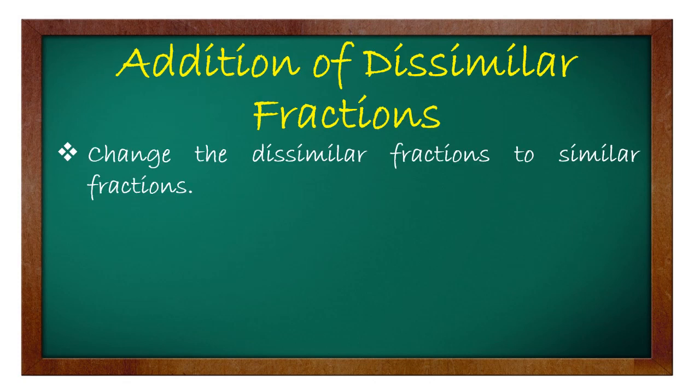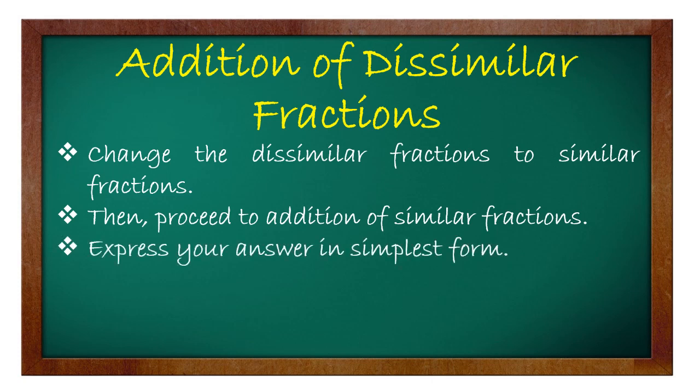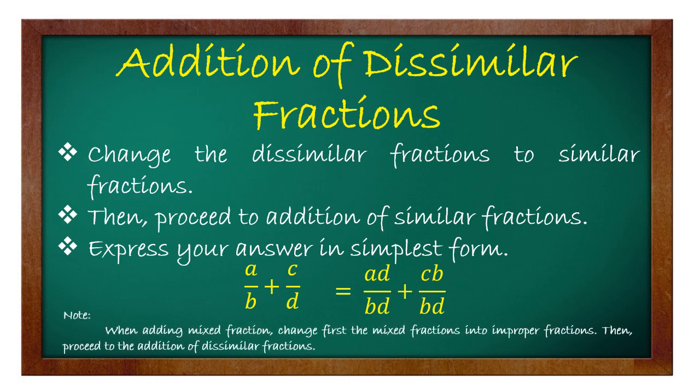Okay? Now, continue na natin yung addition of dissimilar fractions natin. So once we change the dissimilar fractions into similar fractions, we can proceed now to the addition of similar fractions. Then express, of course, your answer in simplest form. So, A over B plus C over D is equal to AD all over BD plus CB all over BD. Okay? So take note that when adding mixed fractions, change first the mixed fractions into improper fractions, then proceed to the addition of dissimilar fractions.